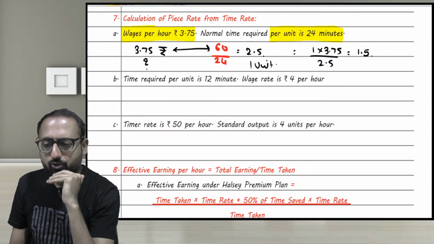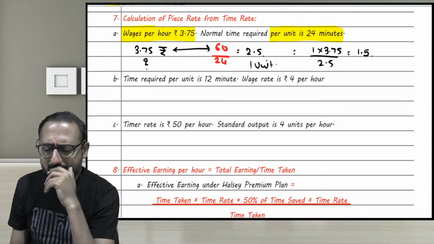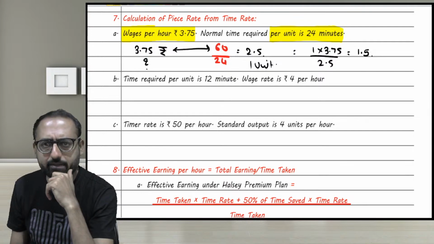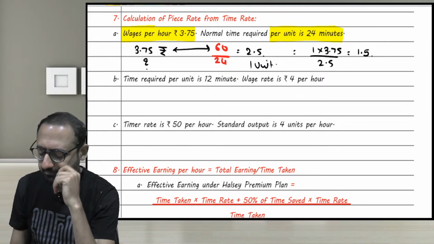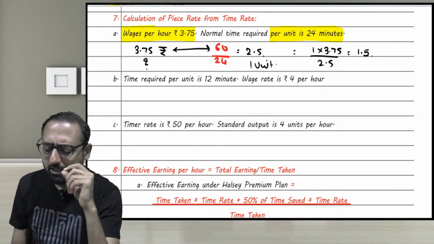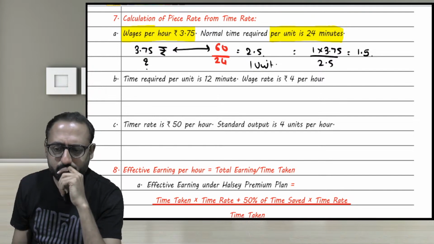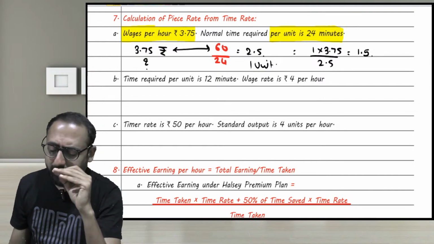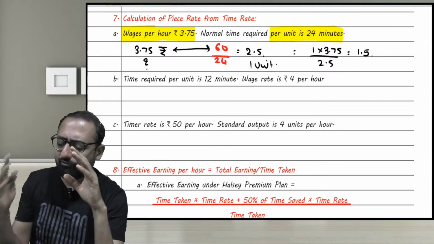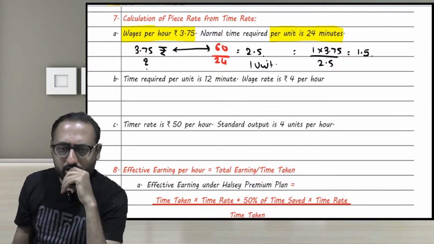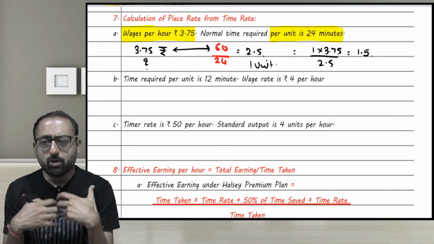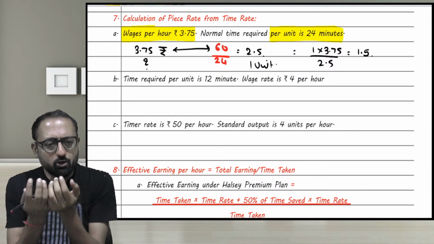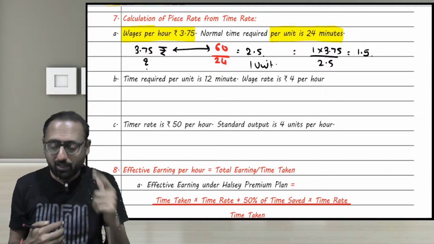Let's see the B question now. You can write simultaneously with me. It will save our time. Now the B question. Time required per unit is 12 minutes. Wage rate is 4 rupees per hour. Now you'll have to calculate how much you are paying to the worker and how much the worker is giving back to you in 1 hour.